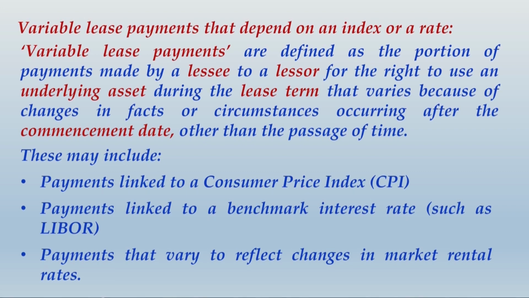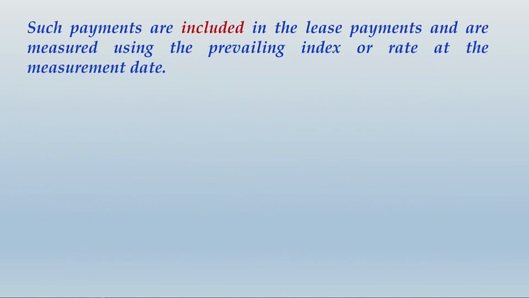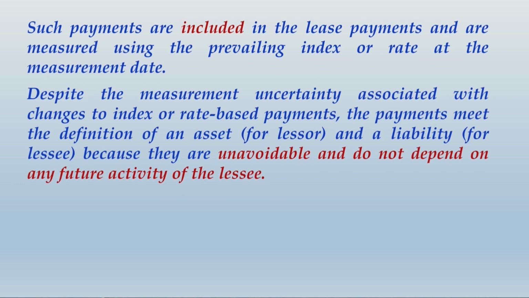Alright friends, you would have finished writing this whole thing. Let us move ahead and write down something more about this. Such payments are included in the lease payments and are measured using the prevailing index or rate at the measurement date. Despite the measurement uncertainty associated with the changes to index or rate based payments, the payments meet the definition of an asset for the lessor and a liability for the lessee because they are unavoidable and do not depend on any future activity of the lessee.